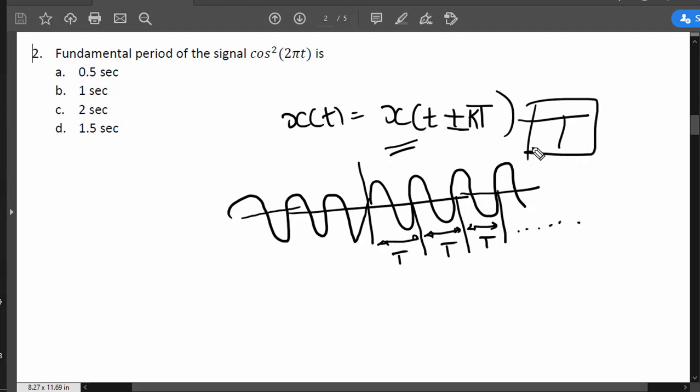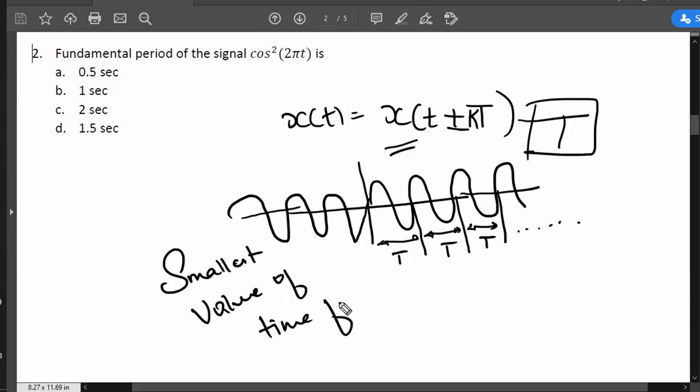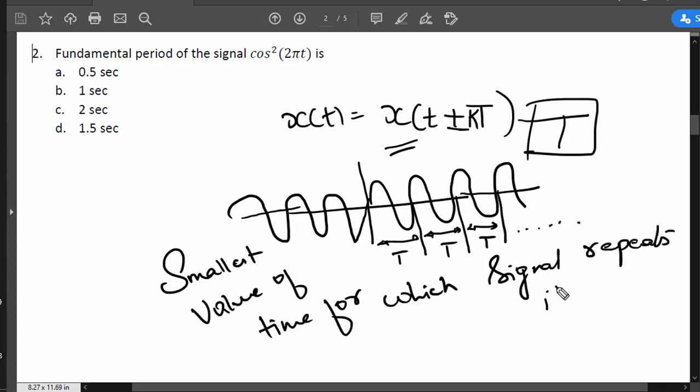Fundamental period capital T is defined as the smallest value of time for which the signal repeats itself. It is called the fundamental period T.